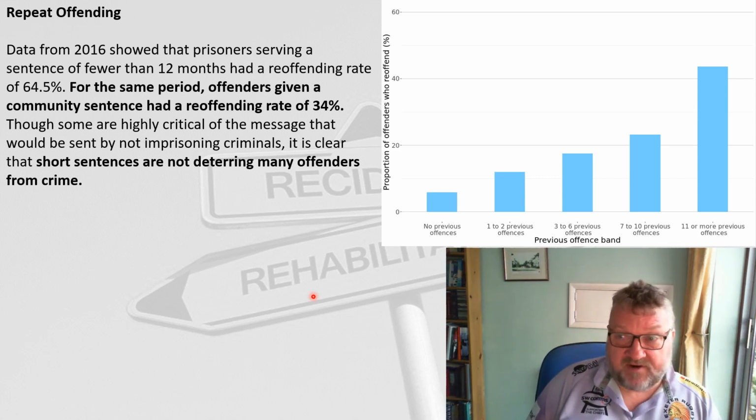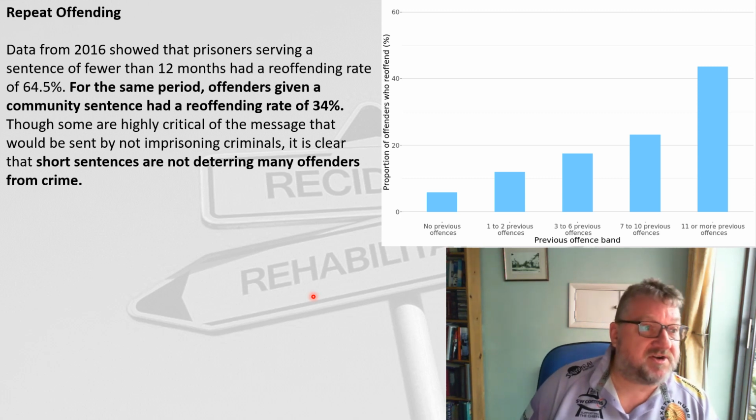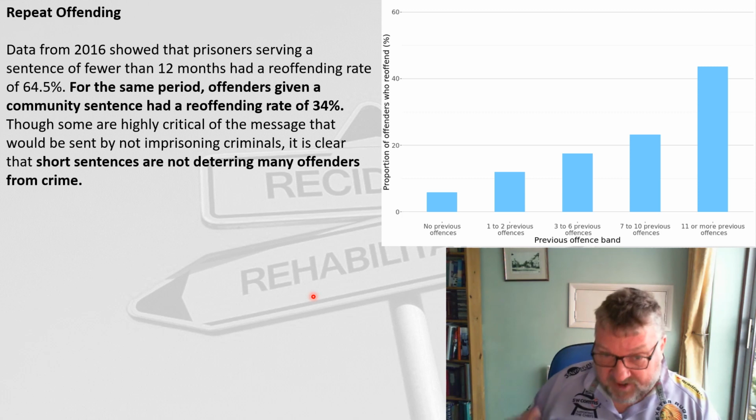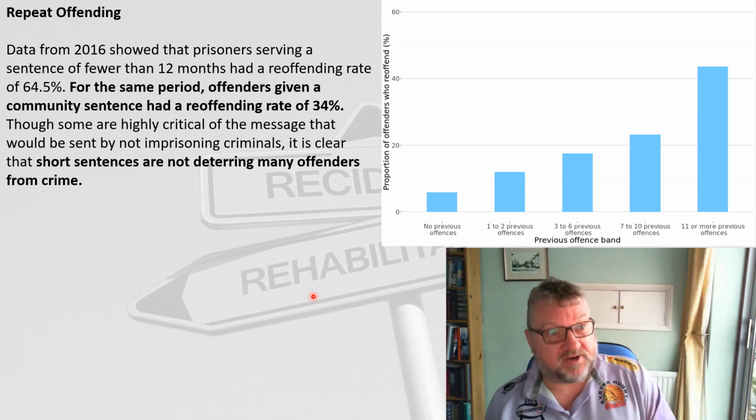sentences. And there have been some people who have been very highly critical of the message that will be sent by not imprisoning criminals. You know, if we go down the route of saying, well, we're just going to give community sentences, some people are not going to like that. But what is really clear, as we've seen from the previous slide, is that short sentences are definitely not deterring many offenders from crime.